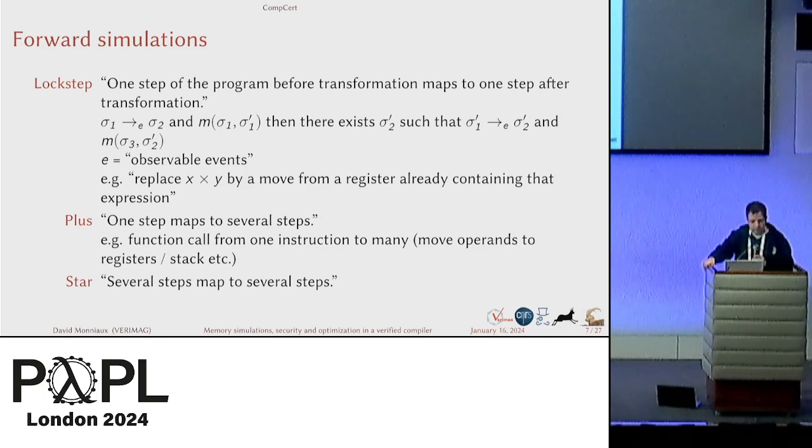A plus simulation, you have one step in the original program, then you map to several steps in the target program, and for instance, function call. At some intermediate representation, function call is just one instruction, and in reality, you know that you have to take several steps to put the arguments into the right registers and save stuff and so on. And in the most general case, you replace whole sequences of instructions by other sequences of instructions.